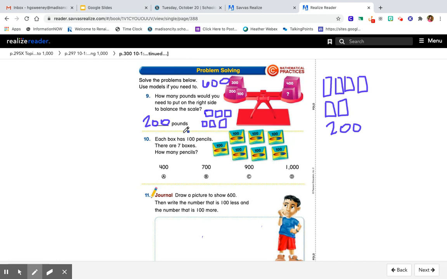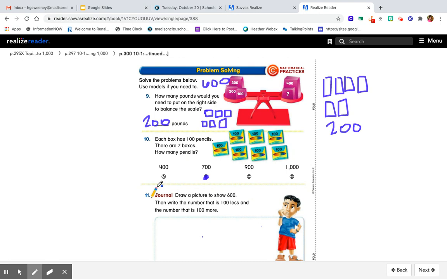All right, now let's check number 10. Each box has 100 pencils. There are 7 boxes. How many pencils? Okay, so what we could do is count 1, 2, 3, 4, 5, 6, 7. So we know that that's 7 hundreds. So that's 700. We know B, 700. Number 11, draw a picture to show 600.